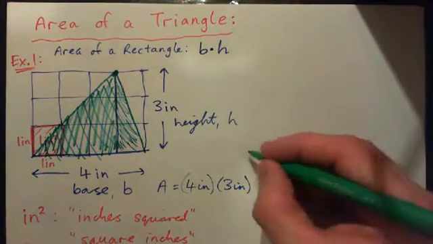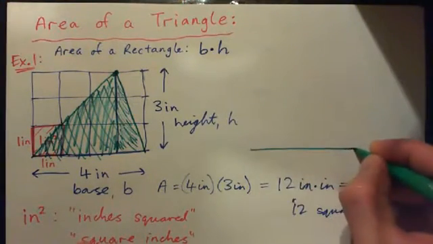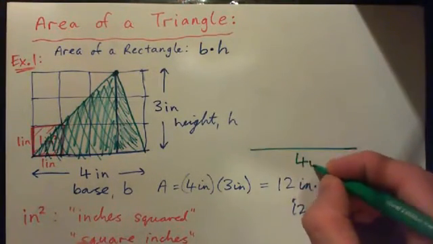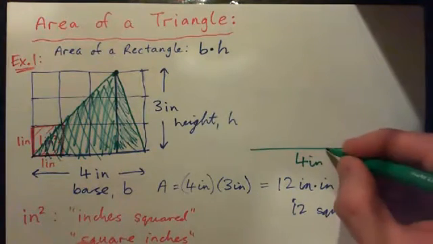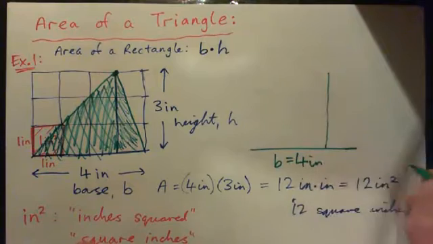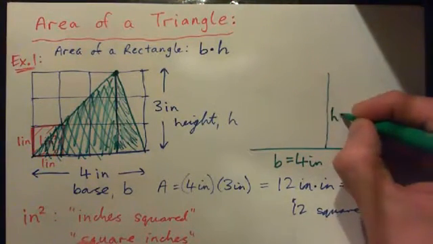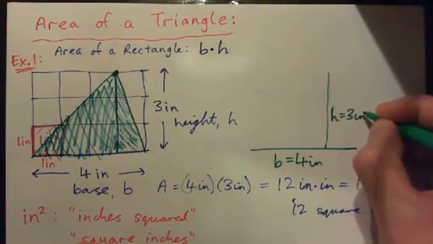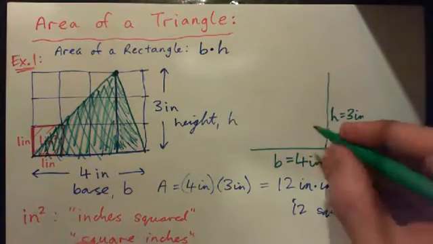So what I have there is a triangle with a base of 4 inches, and it has a height, so the base B is 4 inches, the height H is 3 inches. Sorry, I should have written that here.